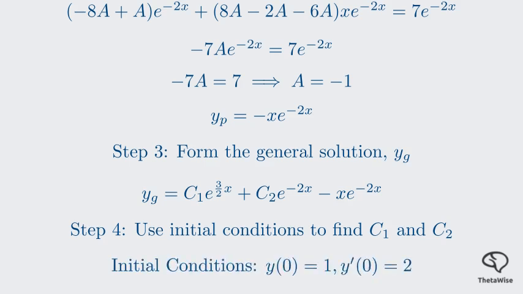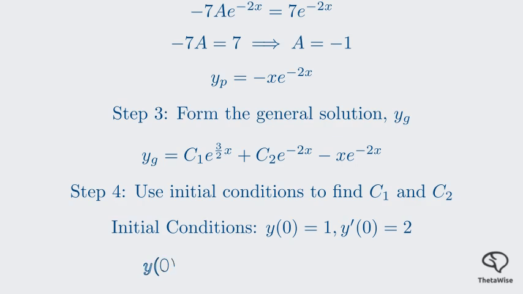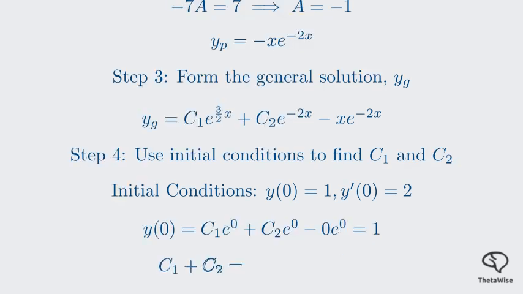First, we use y(0) equals 1. We substitute x equals 0 into y and set it equal to 1. So 1 equals c1 e to the 0 plus c2 e to the 0 plus 0 times e to the 0. Remember that e to the 0 is 1, so we get 1 equals c1 plus c2. This is our first equation.